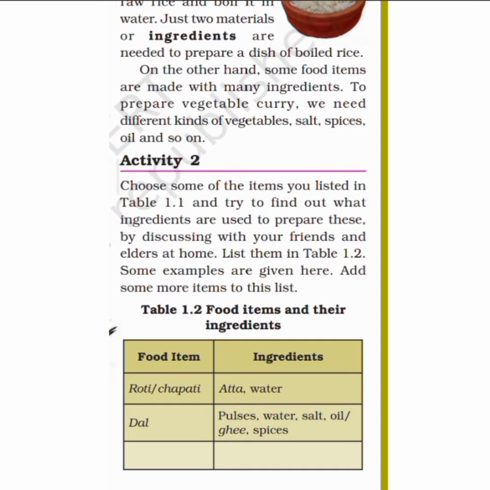So here is the first food item, which is roti or chapati, and the ingredients are atta and water. And the next food item given is dal, whose ingredients are pulses, water, salt, oil or ghee, and spices. So likewise we have to fill this table with many dishes and their ingredients. Nothing else is mentioned in this activity 2.